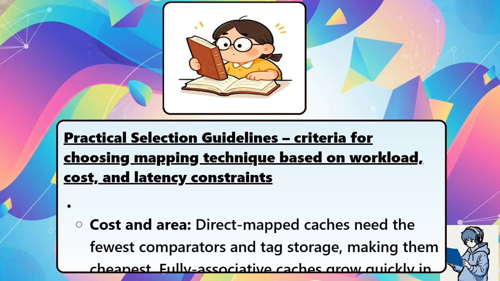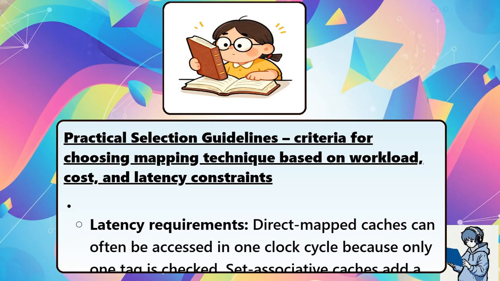Cost and area: direct mapped caches need the fewest comparators and tag storage, making them cheapest. Fully associative caches grow quickly in area and power. They are usually limited to small sizes, for example, TLBs and L0 caches. Latency requirements: direct mapped caches can often be accessed in one clock cycle because only one tag is checked.